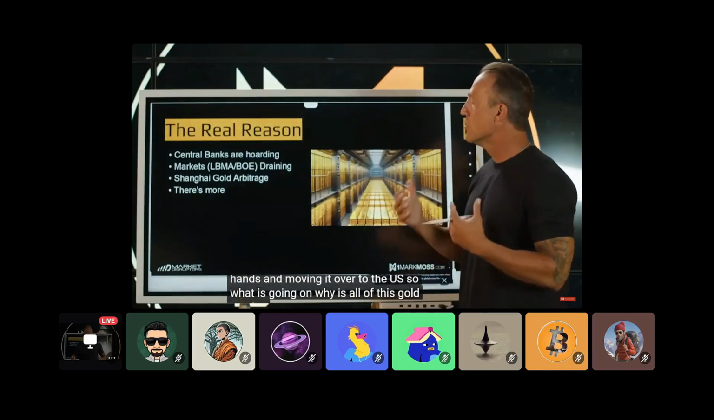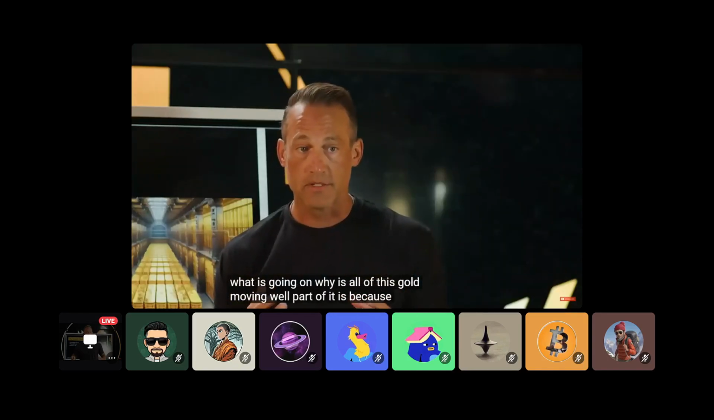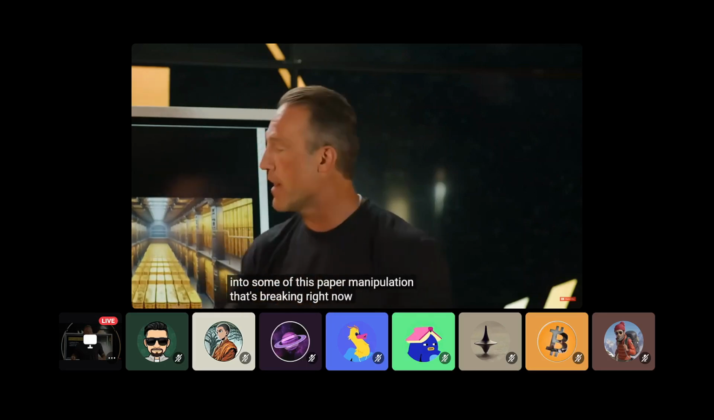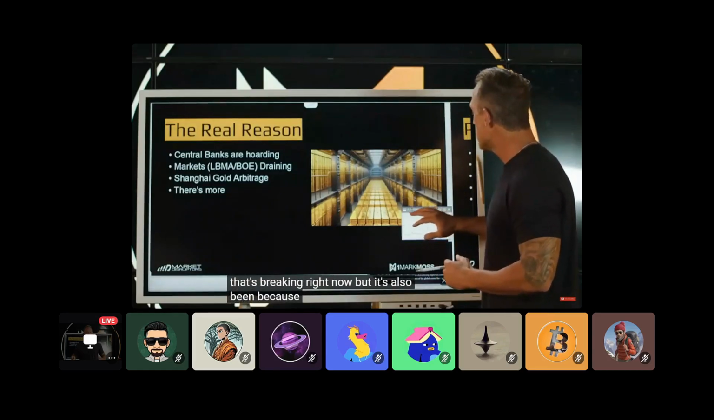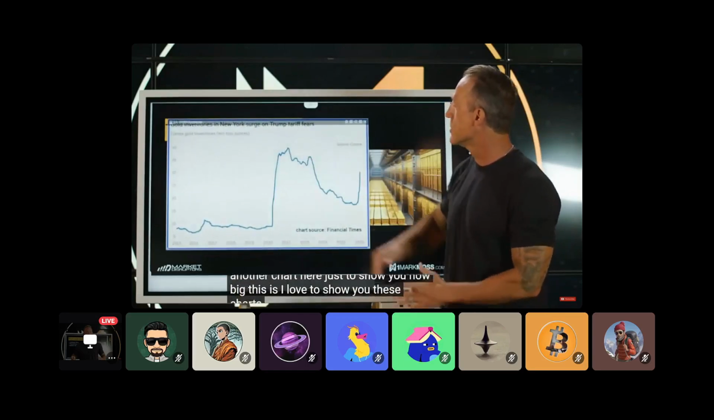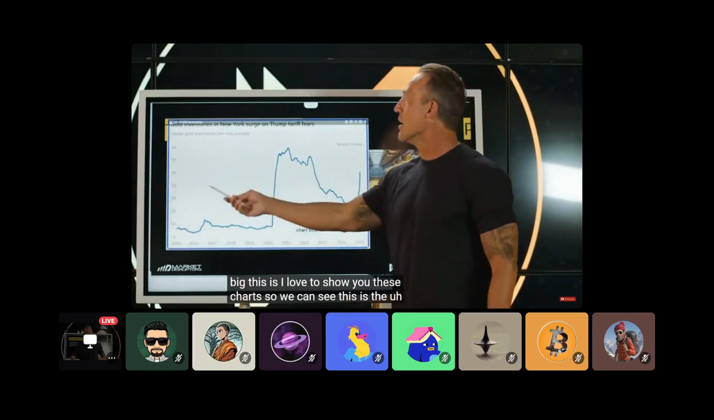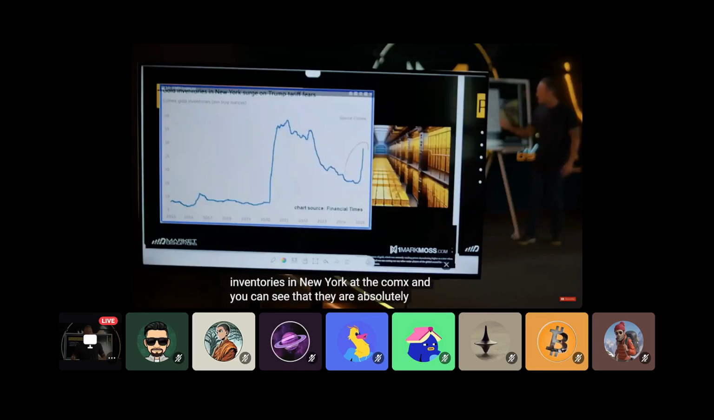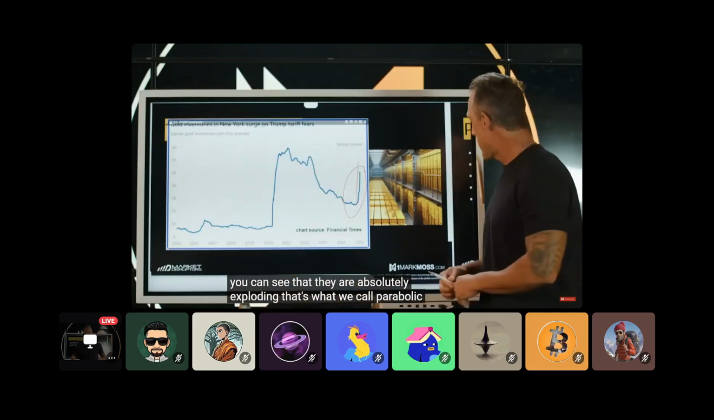So what is going on? Why is all of this gold moving? Well, part of it is because the demand is so high. We're going to get into some of this paper manipulation that's breaking right now. But I have another chart here just to show you how big this is. I love to show you these charts. So we can see this is the gold inventories in New York at the COMEX, and you can see that they are absolutely exploding. That's what we call parabolic right there.